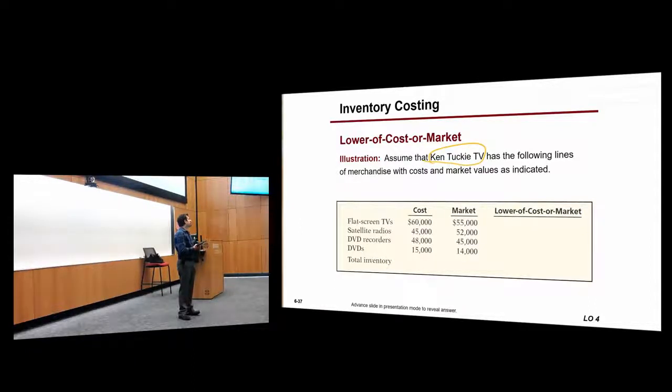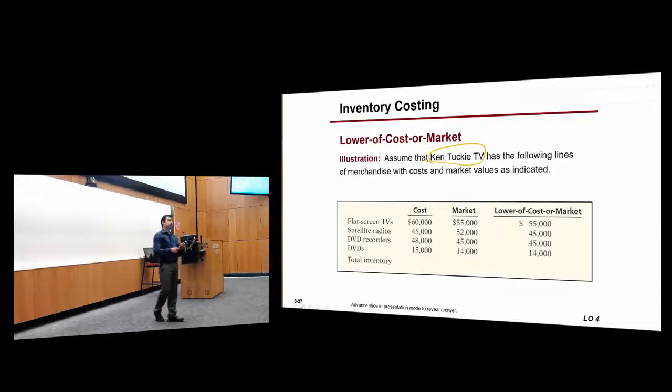If you say that, okay, my inventory is worth $60,000, are you being truthful or are you misleading your investors? You would be misleading your investors. As a result, you have to be a little bit more truthful and more conservative. And the lower of cost or market, when you use LCM, you pick the lower value. So for the first one, do you pick cost or market? Market. Satellite radios, do you pick the cost or market? Cost. DVD recorders, market. DVDs, market.